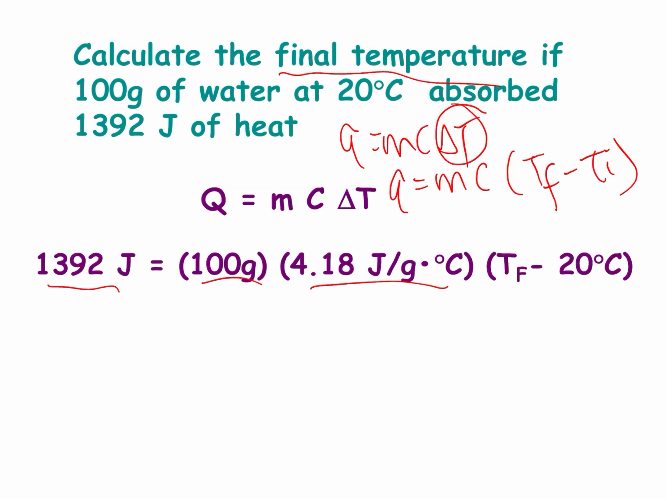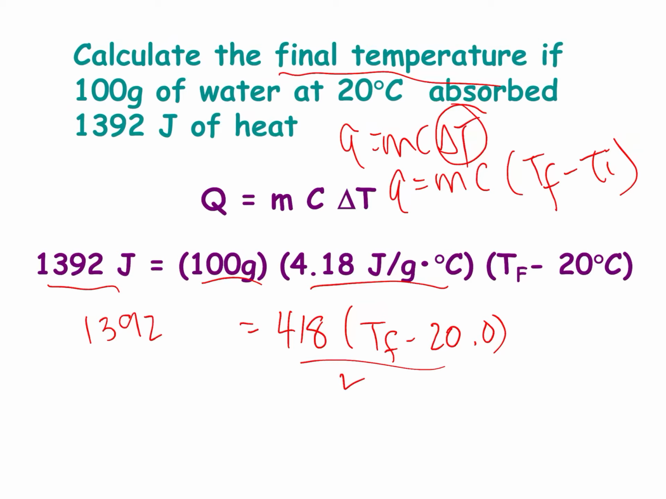So now, let me grab my calculator. All right, so I have 4.18 times 100, which I shouldn't have needed a calculator for, but I did. 418 times the quantity TF minus 20, equals the 1392. Okay, now divide both sides by 418. Don't distribute the 418, because you only have to take it out anyways.